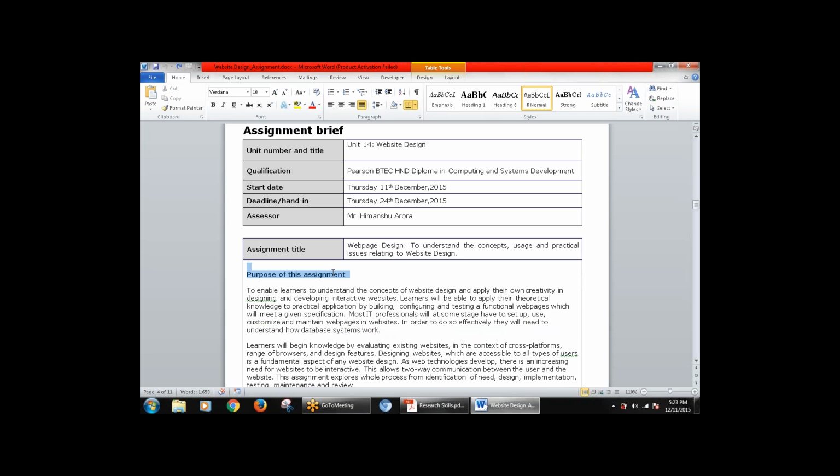Then the purpose of the assignment: what is the main purpose? To enable the learners to understand the concept of website design and apply their own creativity in designing and developing interactive websites. The learners will be able to apply their theoretical knowledge to practical application by building, configuring, and testing functional web pages which will meet a given specification. That is the main purpose of the assignment, and the main role of the assignment that you are doing.